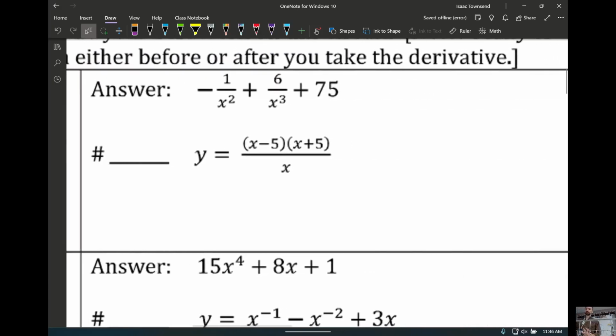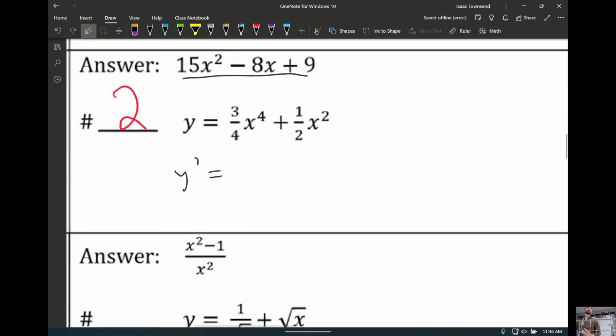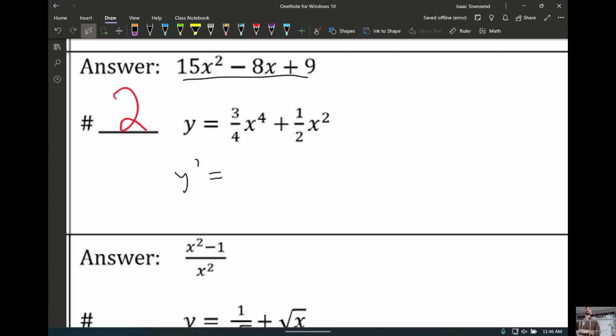Okay, does anybody need help with question 2? Okay, everybody worked it and found the answer somewhere on the worksheet then? Okay.